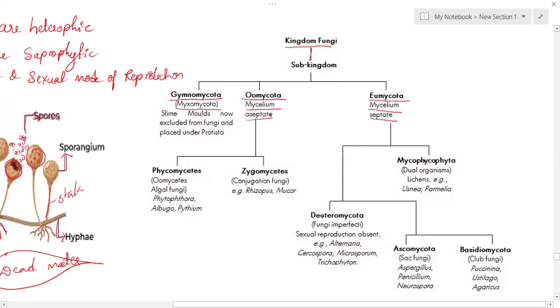Last time I told you what mycelium is and what septate means. Does anyone know? What is mycelium? Network of hyphae. Network of hyphae combined to form mycelium. Exactly. Septate means they are multinucleated. This branch that is created, we call it a mycelium.